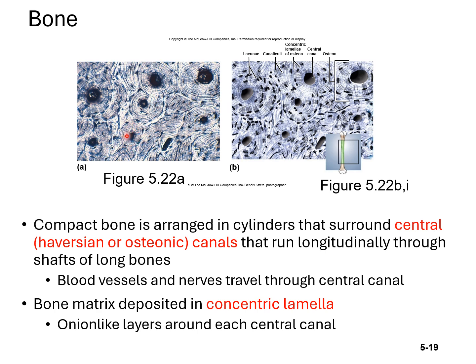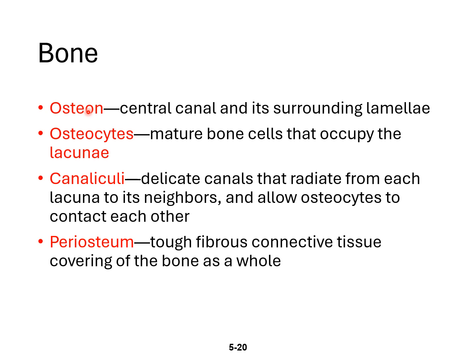Those are going to be concentric lamellae. They're concentric because they just go around, and they're laminated because there's one on top of another. They're onion-like layers around each central canal. You also have an osteon. An osteon is the central canal and every one of the surrounding lamellae.